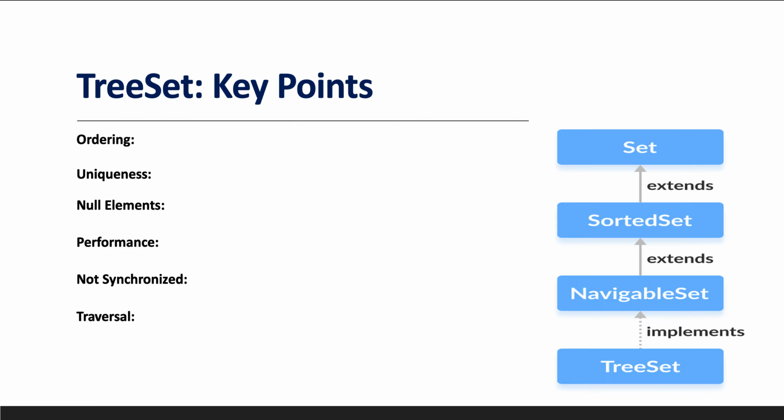It means that during the iteration we cannot modify the structure. For example, during the iteration we cannot remove an element from the TreeSet, or update an element of the TreeSet, because if you try to update it during the iteration, it will throw an exception. That is nothing but the ConcurrentModificationException.